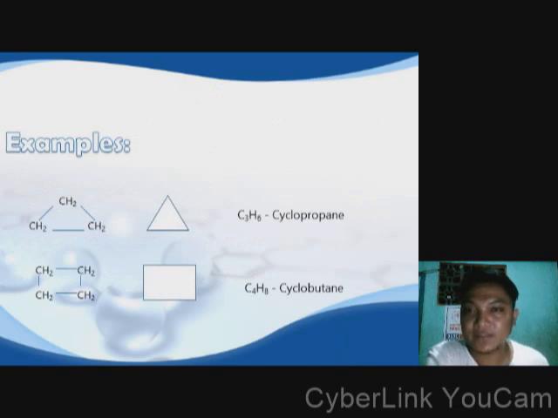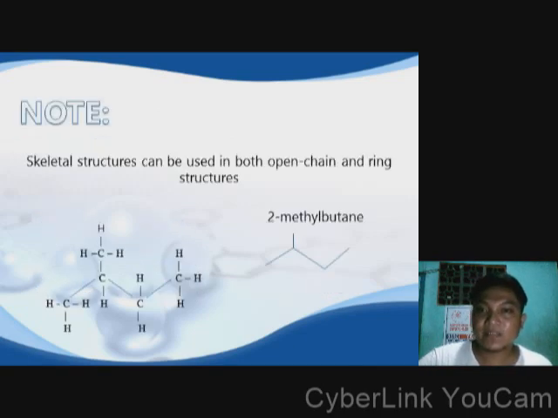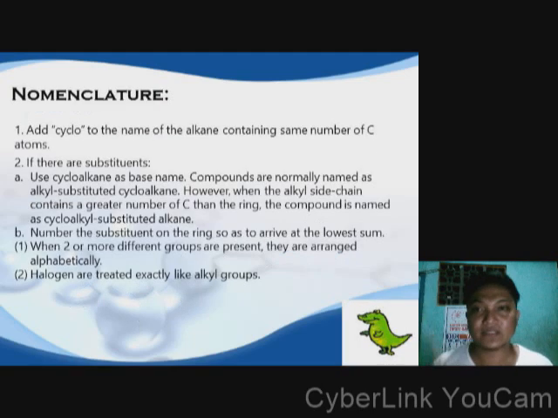Okay, example is your cyclopropane. Tignan nyo dito, hindi na siya kailangan lagyan pa ng CH2, no? Just simply write that. Skeletal structures can be used in both open chain and ring structures. So, meron tayo dito, for example, 2-methylbutane. Para siyang skeleton, no? Skeletal structure ang tawag dyan.